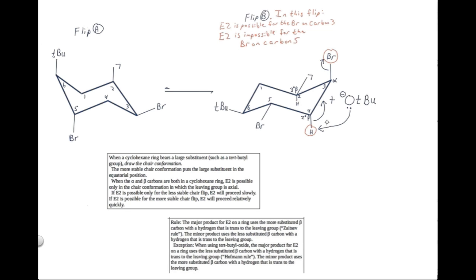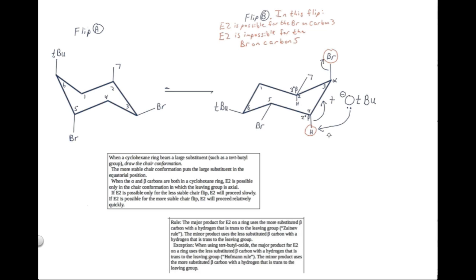So it took us a lot of work to figure out the mechanism for the major product. Let's go through the three main things we had to figure out. We had to realize that we're going to use chair flip B and not chair flip A for the major product. Chair flip B is more stable because it puts the large tert butyl group in the equatorial position. We also had to figure out that we were going to use this bromine as the leaving group and not this bromine, because in chair flip B, this bromine is in the axial position, and that's a requirement for E2. E2 is possible only when the leaving group is axial, because that's the only way that the leaving group can be anti to the beta hydrogen.